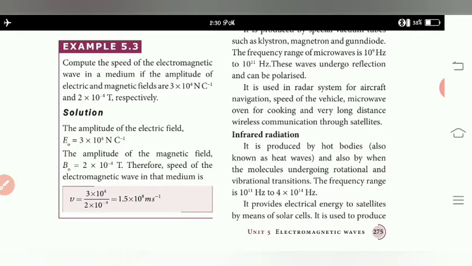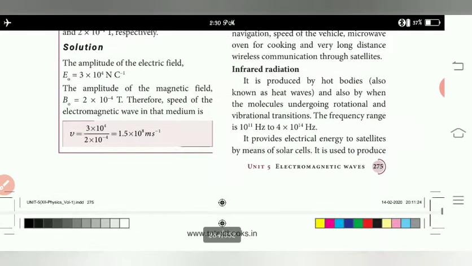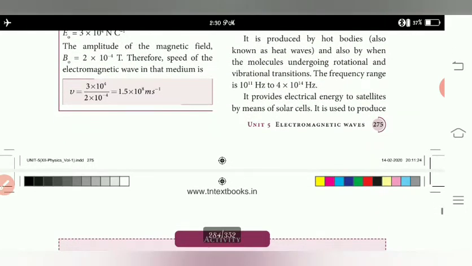Next, infrared radiation. It is produced by hot bodies or heat waves, and also when molecules undergo rotational and vibrational transitions. The frequency range is 10 power 11 Hz to 4 into 10 power 14 Hz. It provides electrical energy to satellites by means of solar cells.